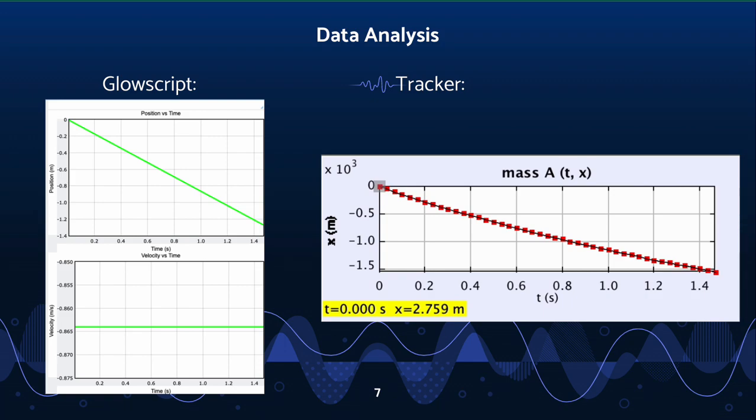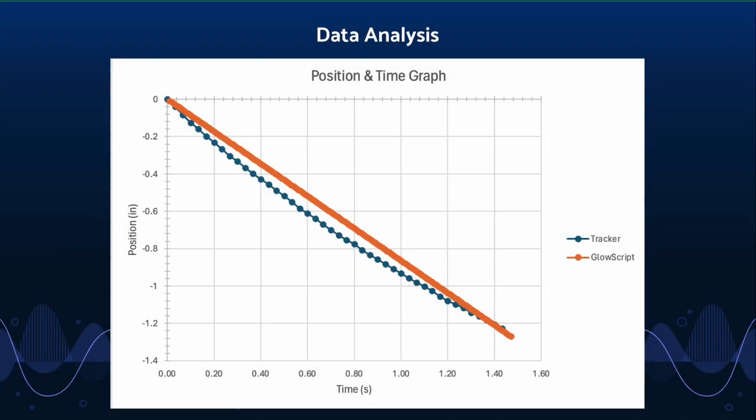For the tracker analysis, we see that it is not a perfectly straight line. Obviously, there are other factors at play that mess with this constant velocity experiment, but it is pretty close to a straight line, so we can assume that it is accurate. Here is the data analysis for the tracker and GlowScript. This is placed on the same graph with the same measurements.